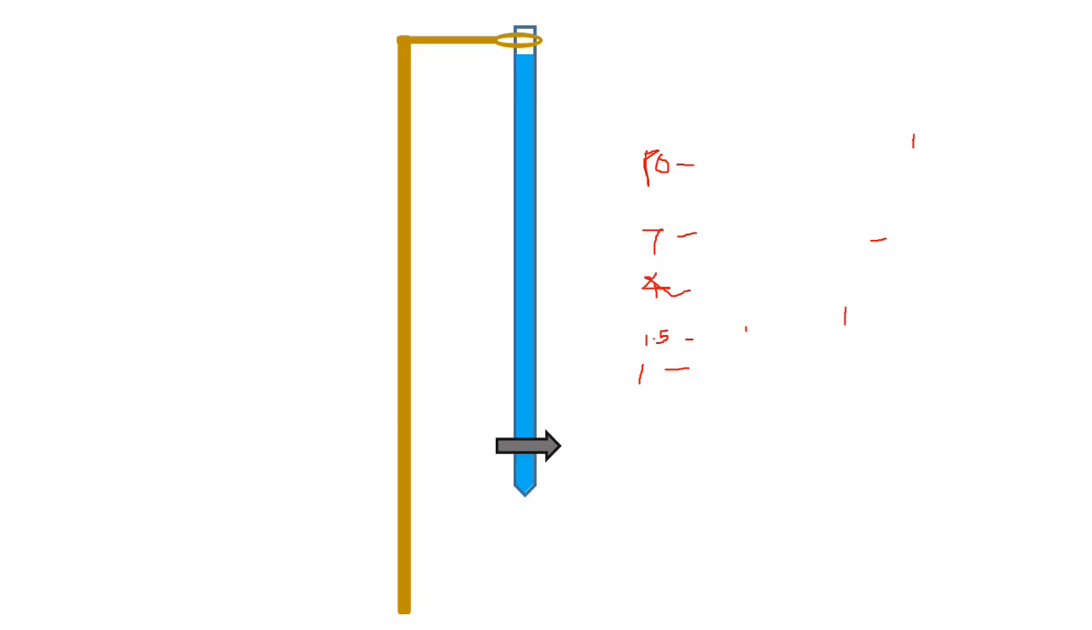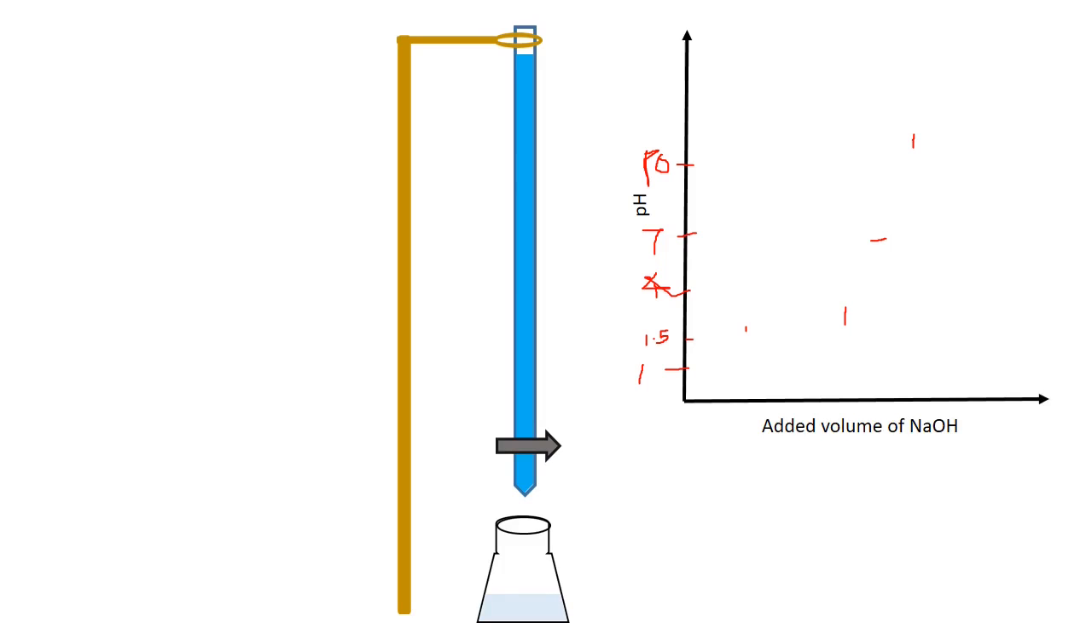Let's look at the titration. Again, in the burette we have our base, and in the titration flask we have our acid. Now we are going to do the titration, and while doing the titration we are going to plot the titration curve also. For the y-axis we have to add pH, and for the x-axis we have to add volume of NaOH. Let's do it.